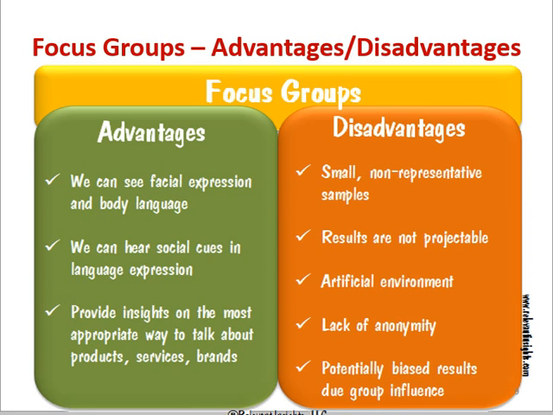And finally, the potential for biased results due to group influence. Suppose in a group there is a manager, and there are three members, one senior and two junior. Definitely the two members will probably move with the flow of the senior member. So this is a group influence of that particular individual, which makes it a biased opinion. This is one of the very big disadvantages of focus groups.